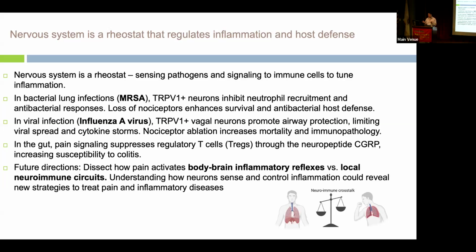But I think understanding how the nervous system regulates the immune system might lead to better treatments for both pain and also infection and inflammatory diseases.